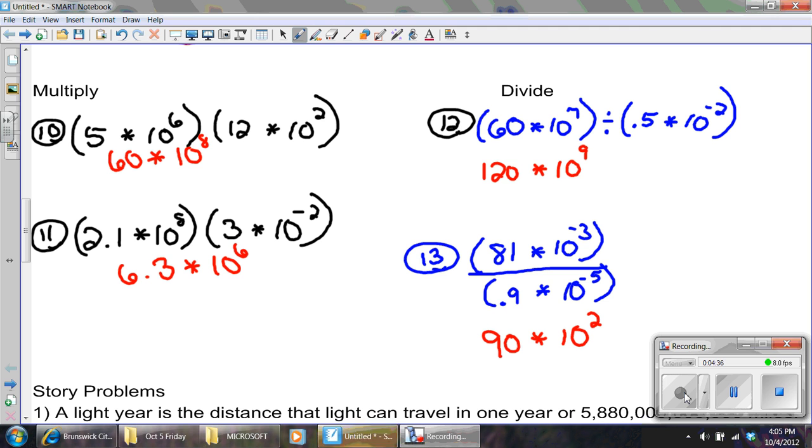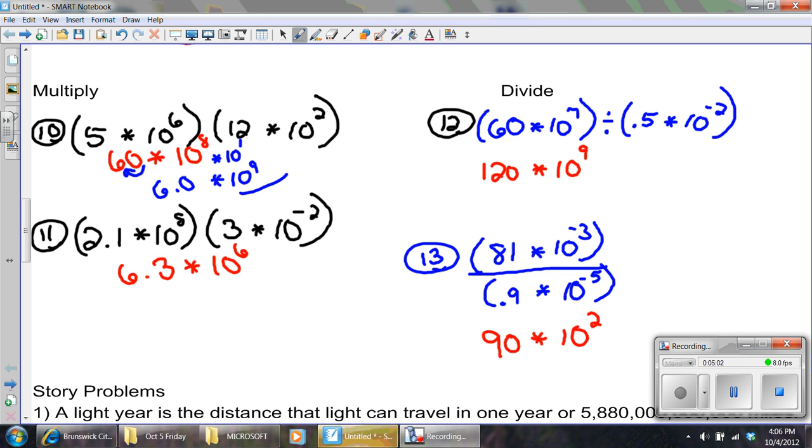Okay, here's 4 possible answers, and I will tell you 3 of them are incorrect. Check it out. See which ones are wrong. Well, let's see. This one's 60 times 10 to the 8th. I don't like that because I'm not supposed to have a number that large. So I'm going to divide by 10 there, multiply by 10 to the 1st there, and I'll get 6.0 times 10 to the 9th.